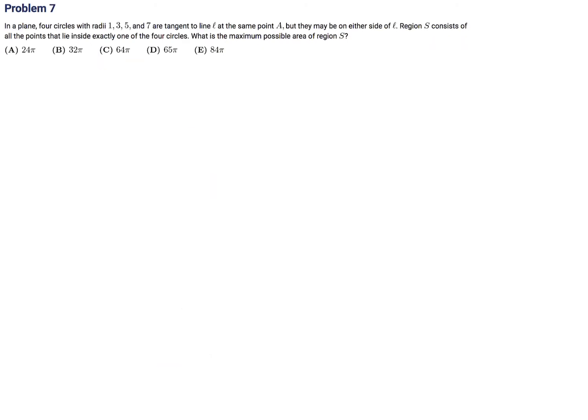In a plane, 4 circles with radii 1, 3, 5, and 7 are tangent to the line L at the same point A, but they may be on either side of L. Region S consists of all the points that lie inside exactly one of the 4 circles. What is the maximum possible area of region S?